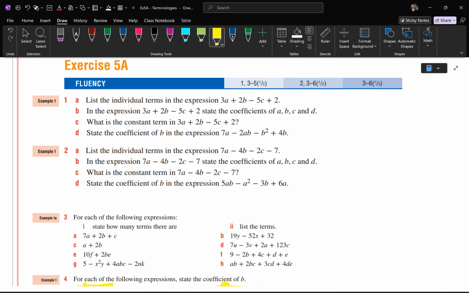So this one you just list it because they want to make sure that you can see the terms. So in that expression, there should be 1, 2, 3, 4 terms that you should be listing. And the signs do matter. So first one's positive 3A, second one's positive 2B, third one's negative 5C, and the last one is called a constant term, which is 2.